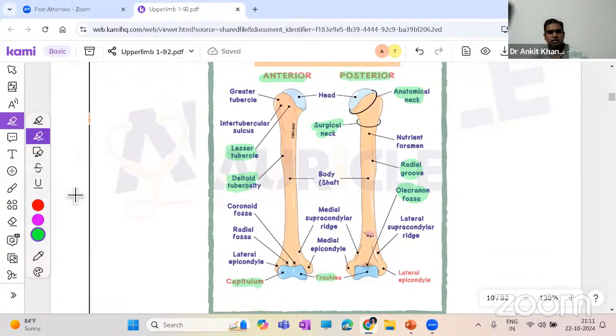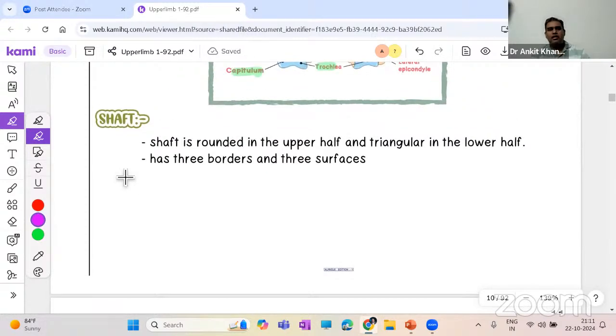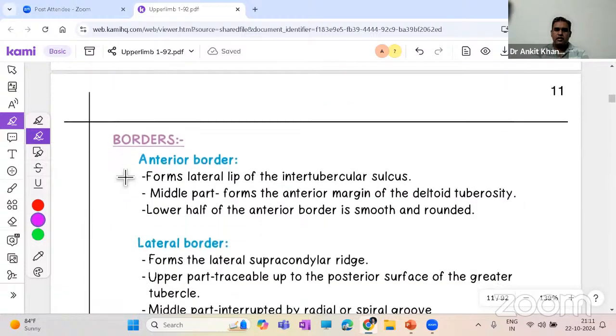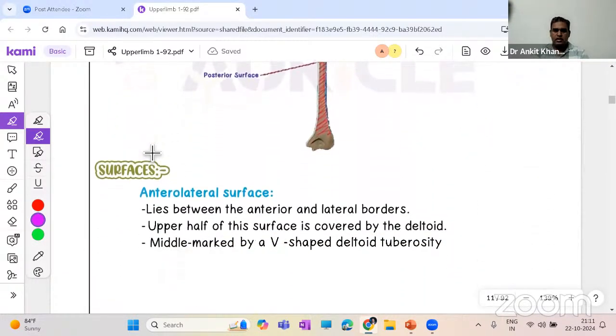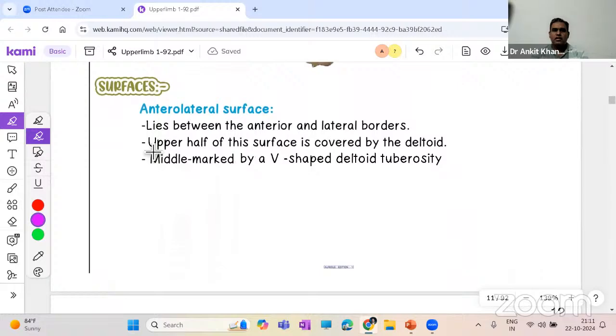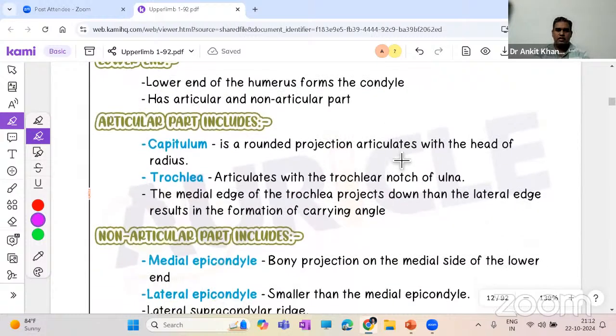Whatever I'm highlighting, guys, this is a must know. You can't miss them. Shaft is rounded in the upper half and triangular in the lower half, sort of similar to the clavicle if we can tilt it. Borders over here: anterior border, lateral border, medial border, fine. Just read them once or twice. Special points over here: we have a deltoid tuberosity. Don't forget it. Anterior, middle surface, lower end, fine.